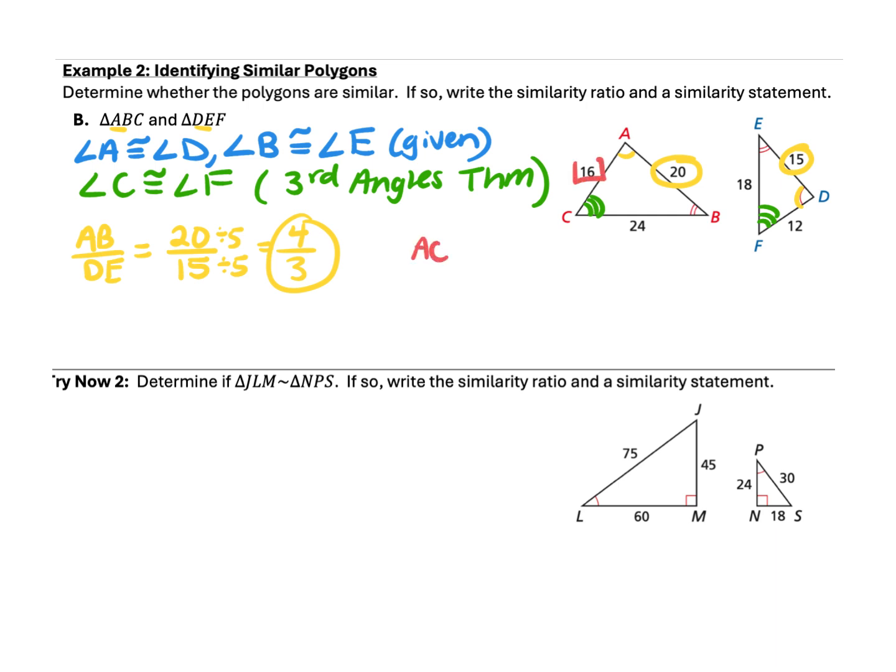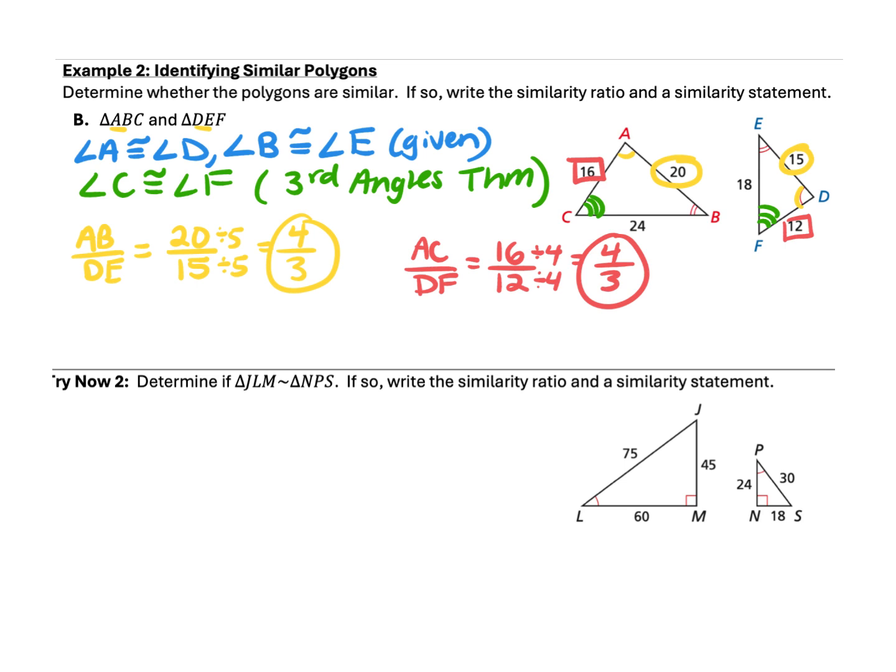And AC right here, 16 matches up with FD or DF. So AC over DF. And if we do the ratio there, AC is 16, DF is 12. Well, simplifying our fraction, these are both divisible by 4. So we have 4 over 3. So far, so good. Now we just have to check the last one.